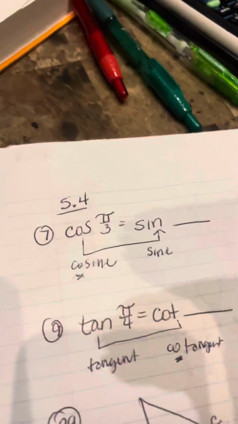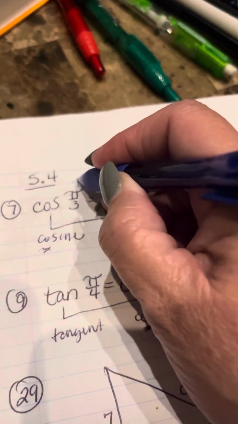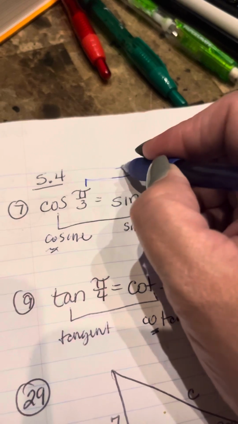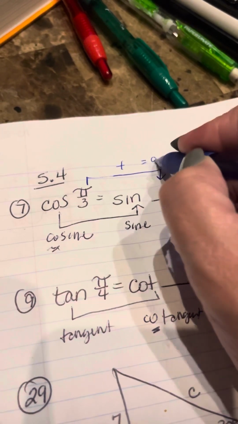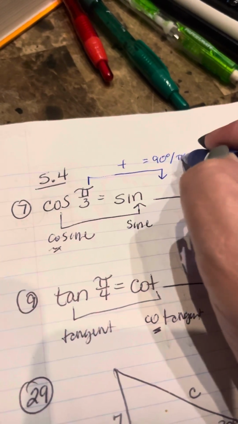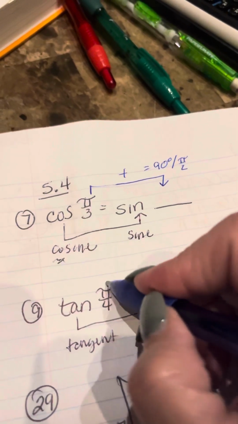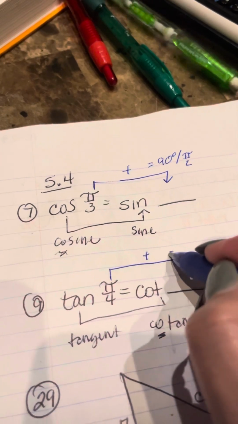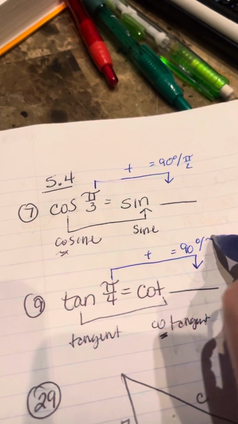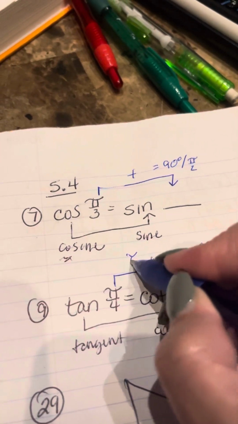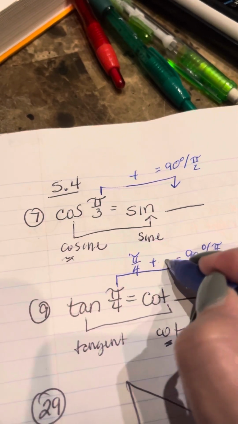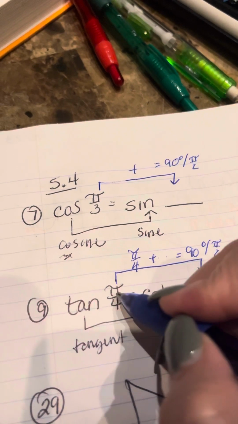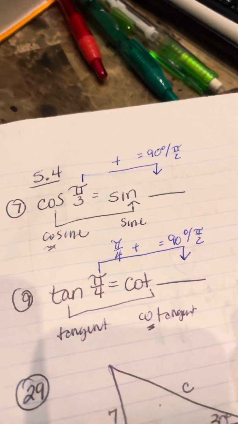So that means that this angle plus this angle has to add up to 90 degrees, or in this case, since it's radians, pi over 2. You already have pi over 4, so you have to find another angle to add to it that gives you pi over 2. So what plus pi over 4 gives you pi over 2?